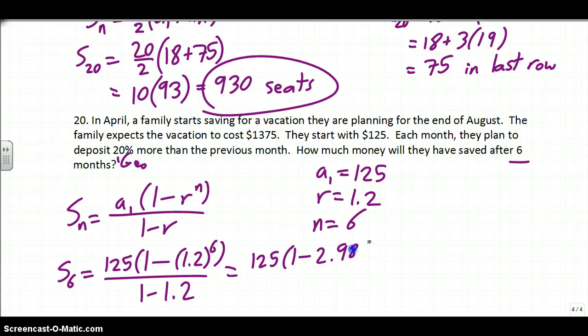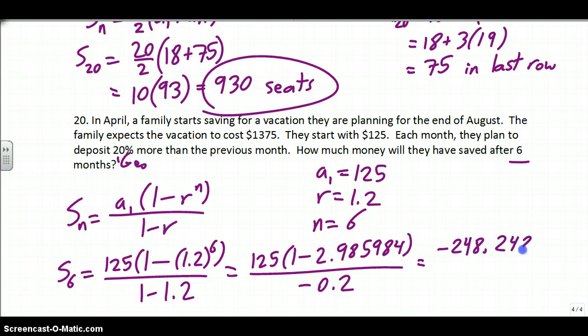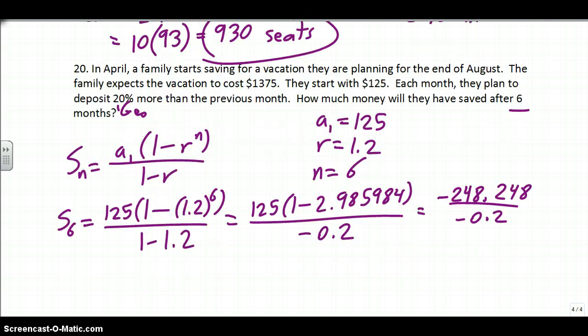You wouldn't have to show me all these steps tomorrow, but I feel like this will be much easier. 1 minus that answer times 125. I get this for the top. You can check your work on this. And divide by negative 0.2. You should get this: $1,241.24.